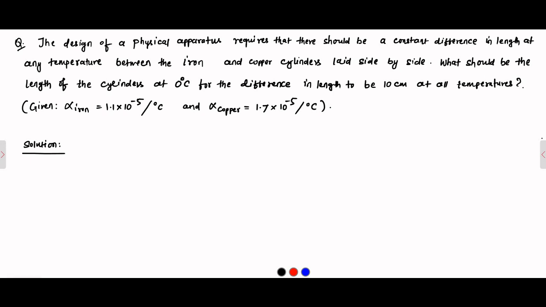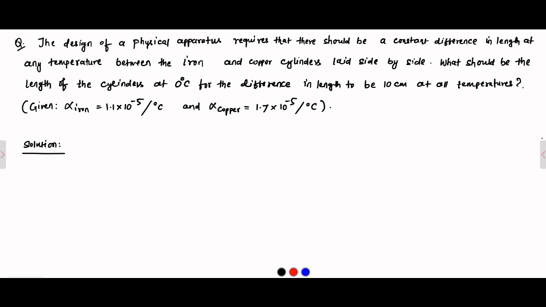So here is another question on thermal expansion of materials. It is given that the design of a physical apparatus requires that there should be a constant difference in length at any temperature between the iron and copper cylinders which are used in this apparatus, and they are to be laid side by side. Okay, so there should be a constant difference of length between them.